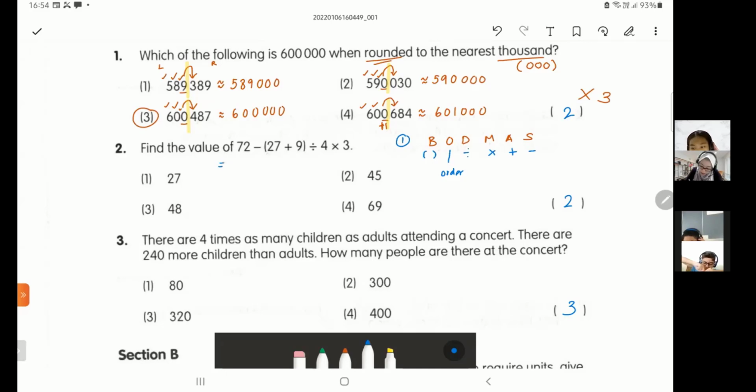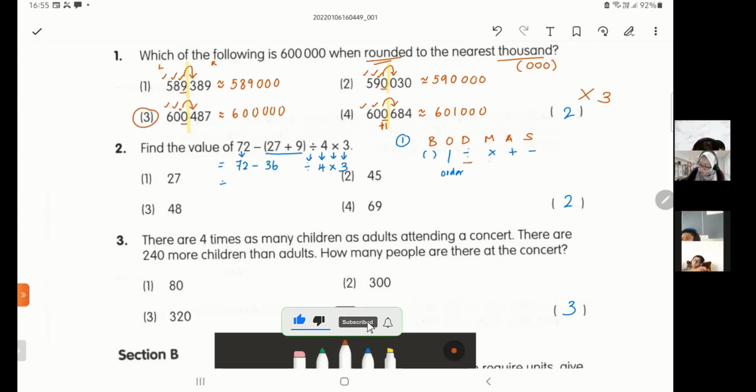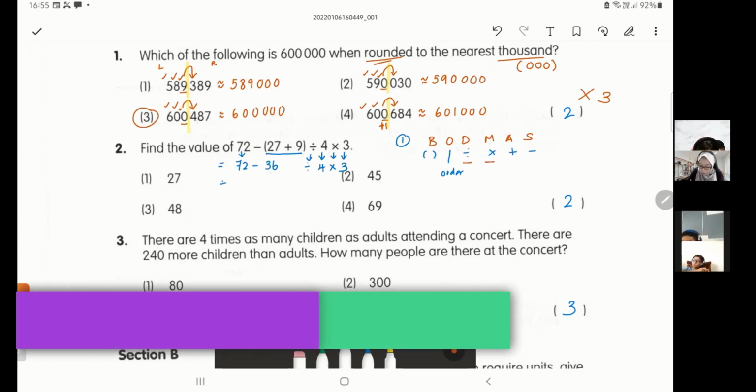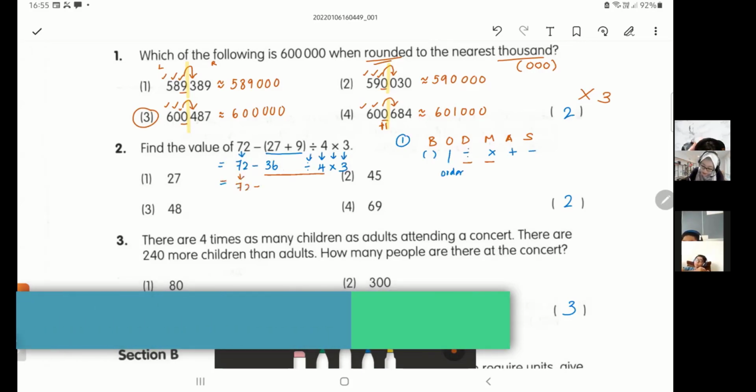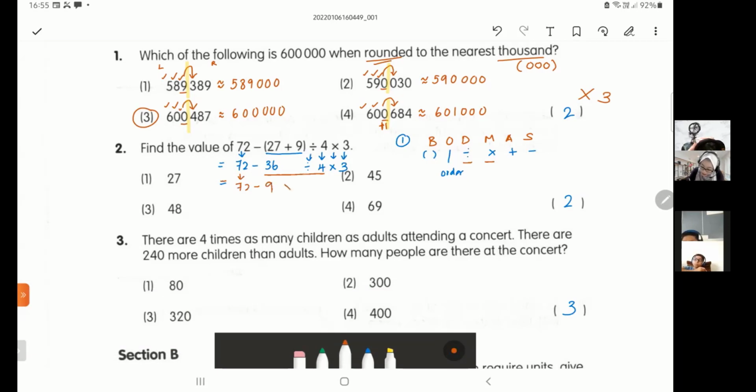So let's do this. I need to do the one in bracket first, right? You copy down those that you did not do. 72 remains as it is. The minus, bring it down. 27 plus 9 is 36. Then you bring down your division, the number 4, the times, and the 3. Next, the order says division followed by multiplication. So you divide first: 36 divided by 4 is 9. Bring down the 72 minus, then bring down the times and the 3.